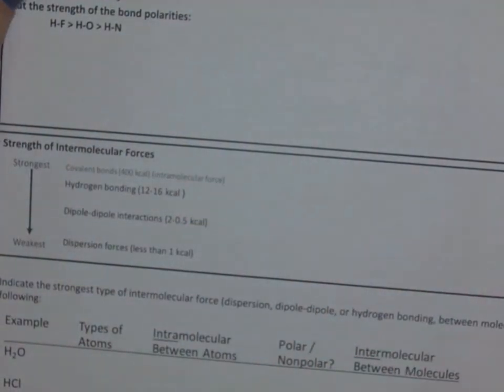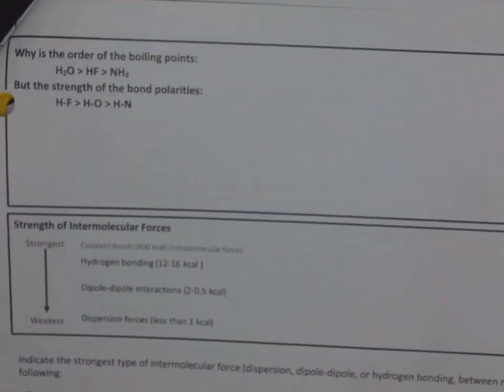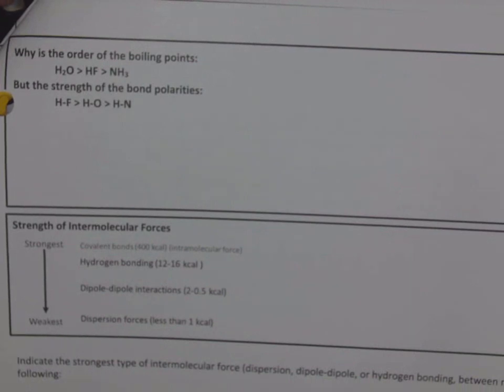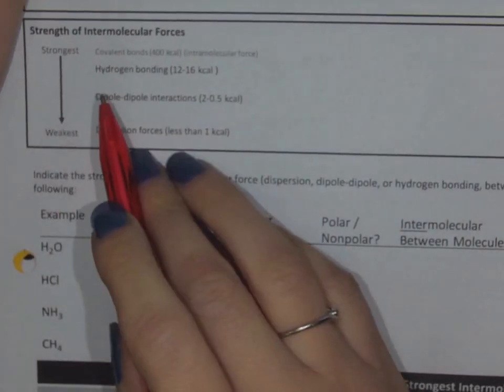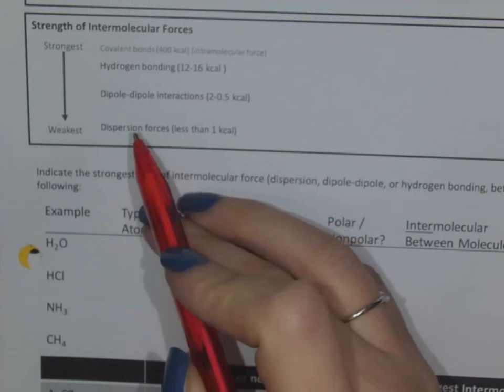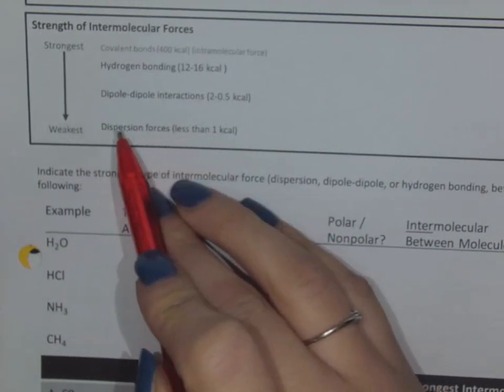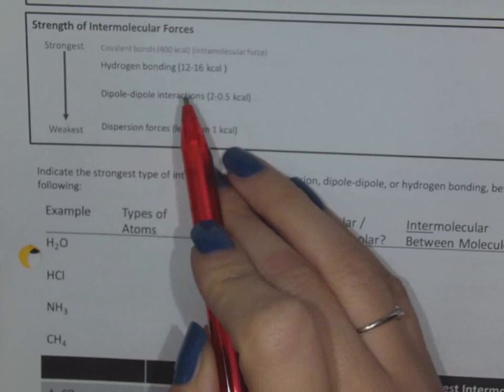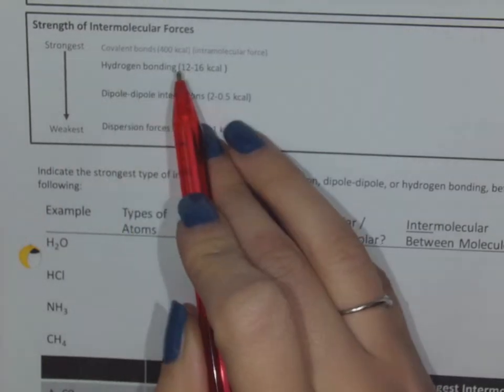So I'm on page 15 of our guided note packet, and I want us to do a couple of these starter activities together. Okay, so the first thing I want us to discuss is we had three main types of IMFs: dispersion forces, or London dispersion, dipole-dipole, and hydrogen bonding.